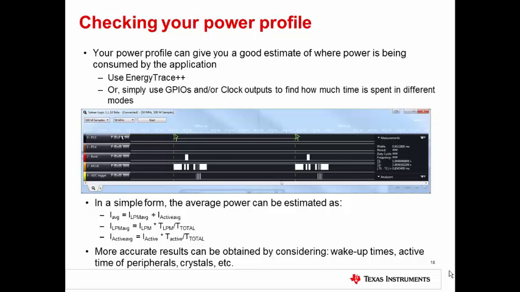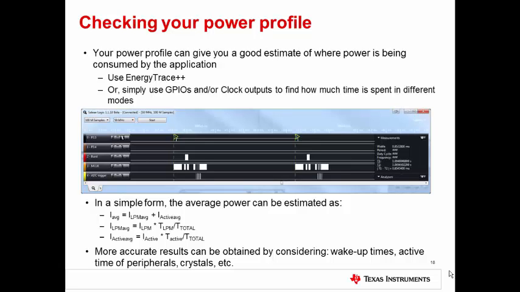Your power profile can give you a good estimate of where power is being consumed in the application. Energy Trace++ is a good tool which can be used to check not only the states of the CPU, but all the peripherals, so it can provide a very accurate profile of your application. Optionally, developers can simply use GPIOs to check how much time is wasted in functions, or enable pins as clock outputs to check when ACLK, SMCLK, or MCLK are active.